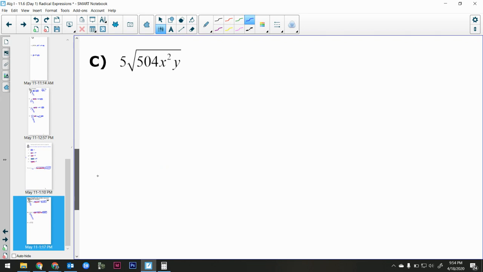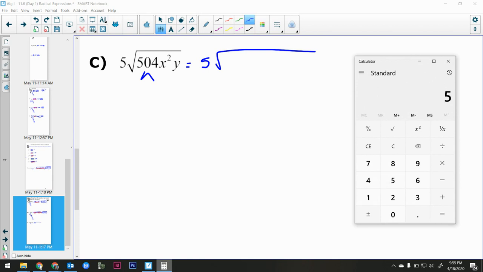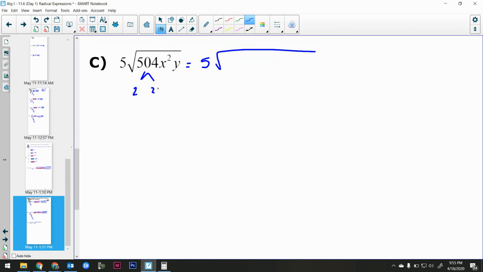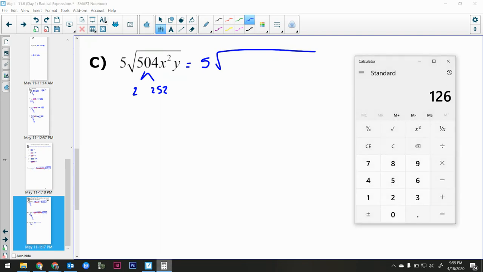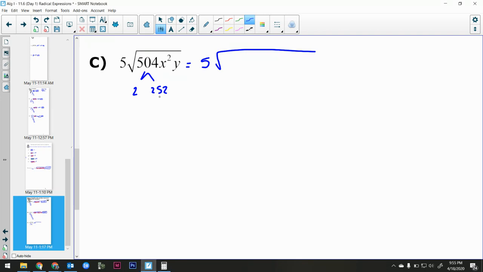Okay. One more problem here. Okay, now this 5 sitting on the outside, leave it on the outside. Okay, now let's reduce down our 504. 504 divided by 2 gives me 252. 2 times 252, and then divide by 2, 126. 2 and 126, and then that should be 60. Oops, 2 and 63.